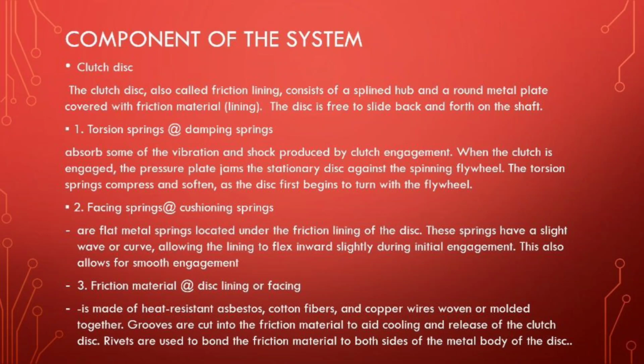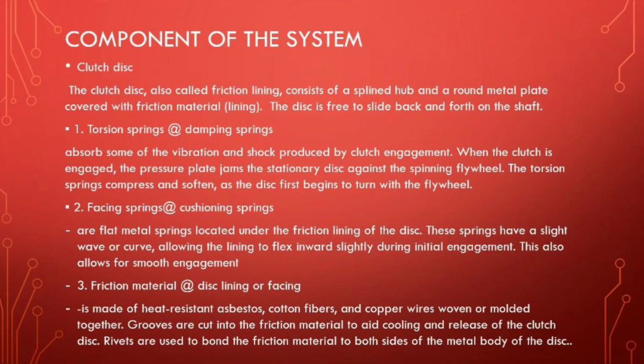Second, cushioning spring. A flat metal spring located under the friction lining of the disc. The spring has a slight wave or curve, allowing the lining to flex inward slightly during clutch engagement. This also allows for smooth engagement.